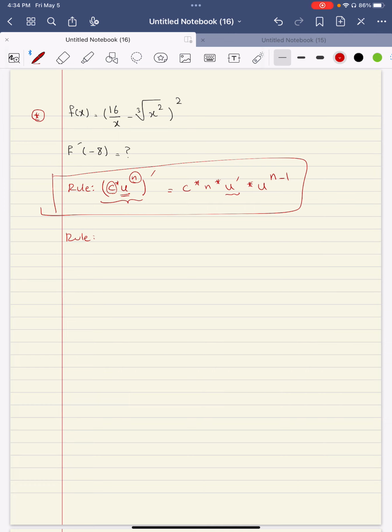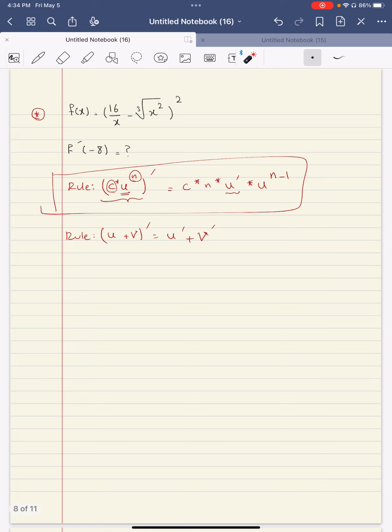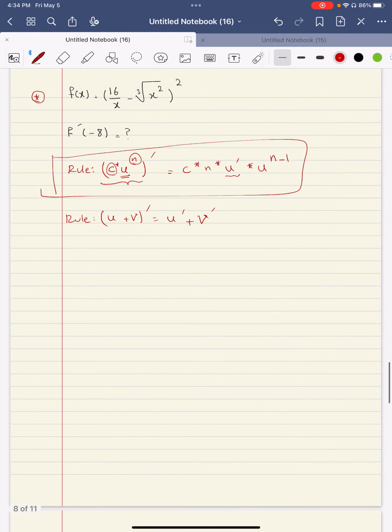this rule, which is u prime plus v prime. So (u plus v) prime, or derivative of u plus v, is u prime plus v prime, or derivative of u plus derivative of v. So let's go ahead and solve this problem.